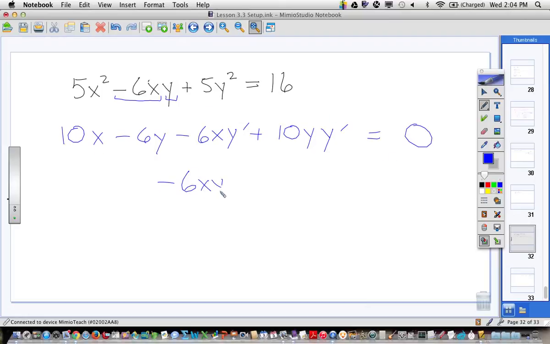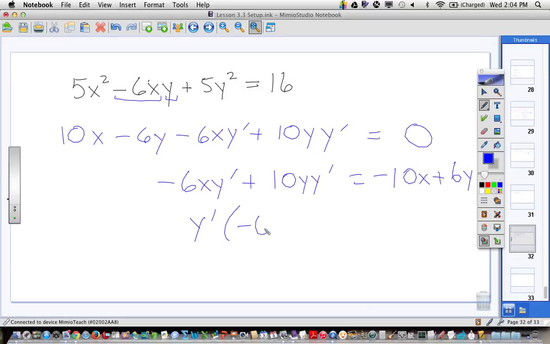So negative 6xy prime plus 10y prime. And then on the other side, this would be negative 10x plus 6y. Right? Now what can I do? Take out a y prime.